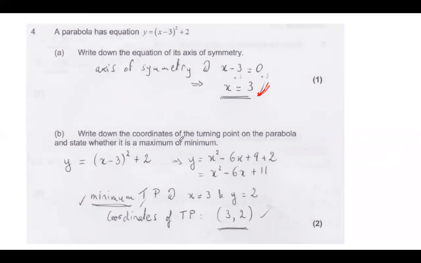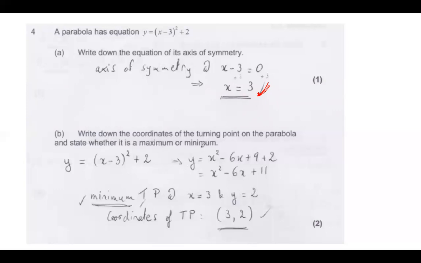Now the next question, write down the coordinate of the turning point. Now that I know x equals 3 is where my turning point is, I didn't even need to do all this. When x equals 3, y equals 2.